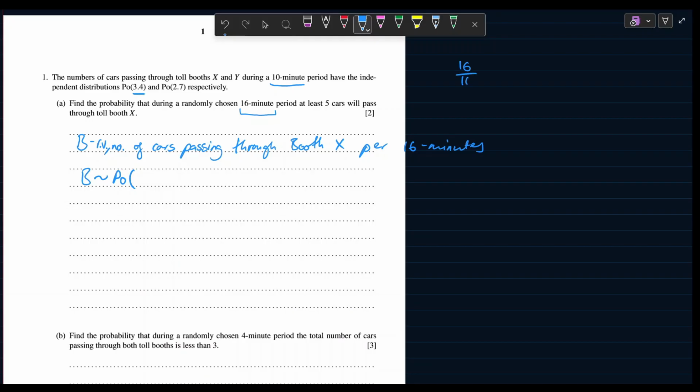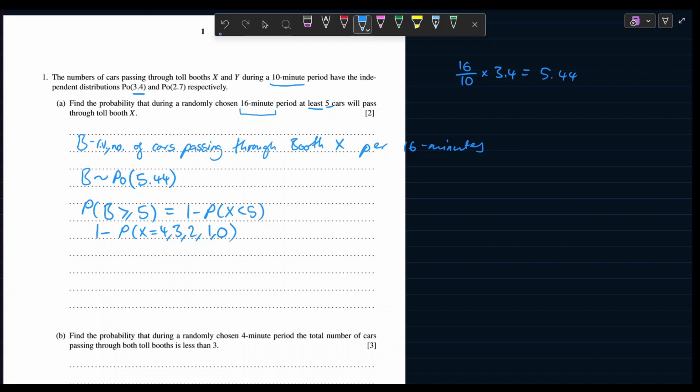It's going to be 16 over 10 times the 3.4. So our lambda becomes 5.44. So B follows a Poisson distribution with lambda 5.44. And we want to find the probability that B is greater than or equal to 5. All right, we can rewrite this as 1 minus the probability that B is less than 5. So that's going to be 1 minus the probability that B is 4, 3, 2, 1, or 0.